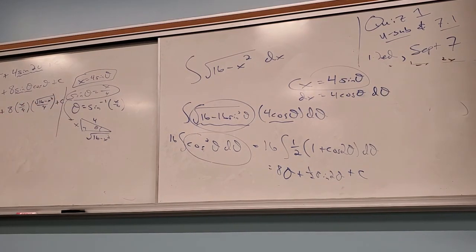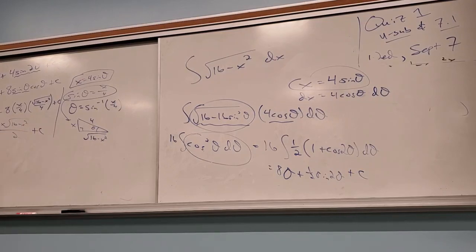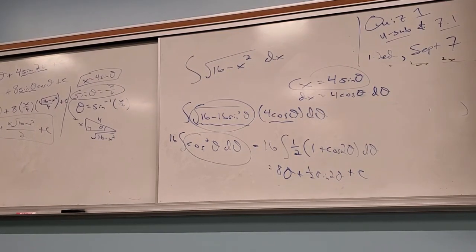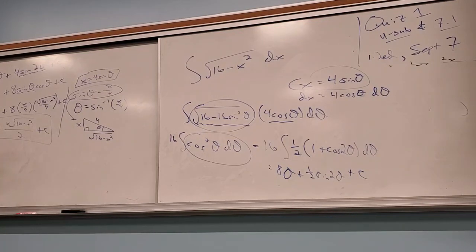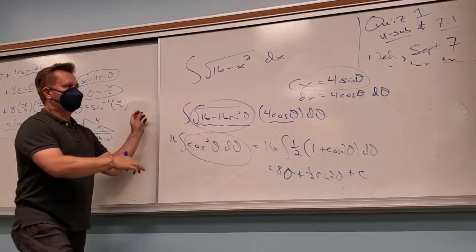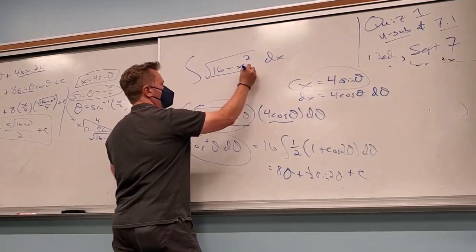So then you get 8 arc sine x over 4 plus 8 divided by 4 is 2, 2 divided by 4 is 1/2, so I get x times root 16 minus x squared over 2 plus c. Now, everything you do leads to the next thing. You're never dangling. So why did you choose this substitution?